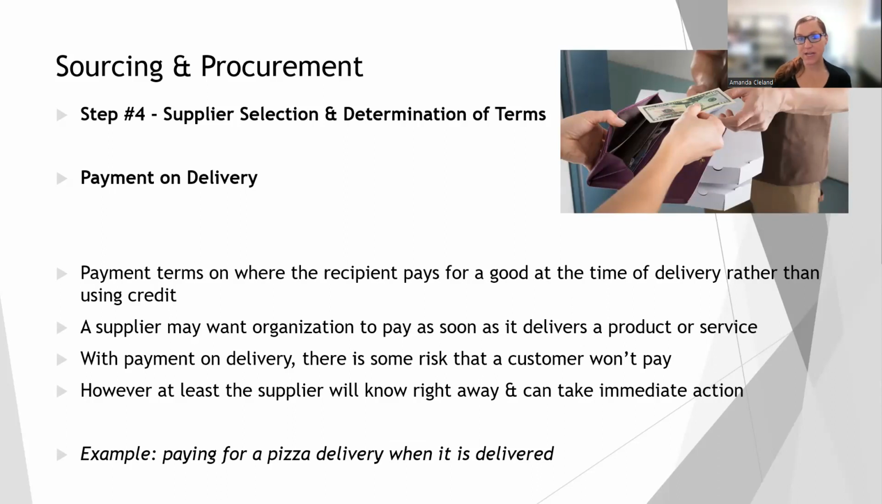So a normal everyday example of payment upon delivery is when you order a pizza, the pizza delivery person appears and you give them the cash. That is payment upon delivery. You are paying when that product or service is actually delivered to you and you have it in hand.